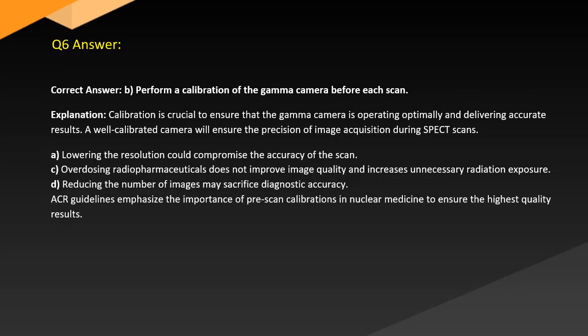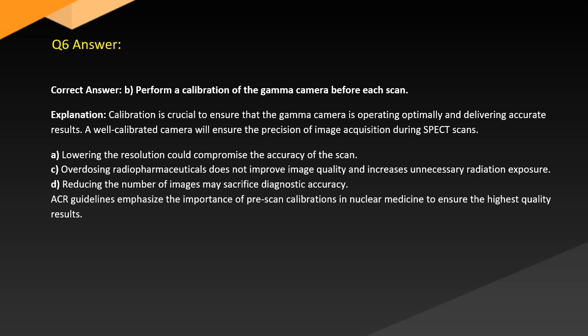Answer. Correct answer. B. Perform a calibration of the gamma camera before each scan. Explanation. Calibration is crucial to ensure that the gamma camera is operating optimally and delivering accurate results. A well-calibrated camera will ensure the precision of image acquisition during SPECT scans.